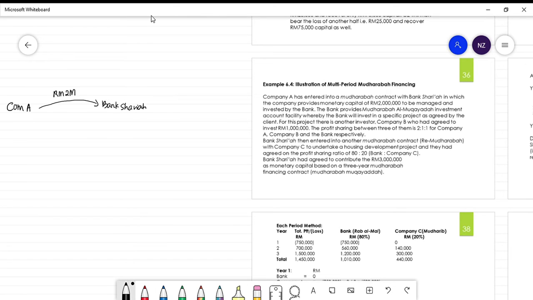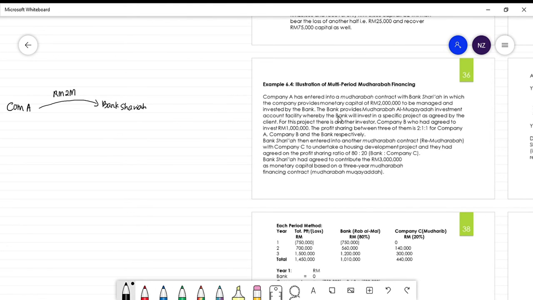Okay, now here we know that whoever provides capital in the contract is the Rabb Mal. So now company A is the Rabb Mal. Okay, now what did it say earlier? The 2 million will be managed and invested by the bank. It means the Bank Syariah will use the 2 million to invest in any business venture or any project.